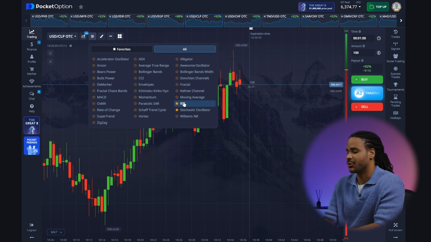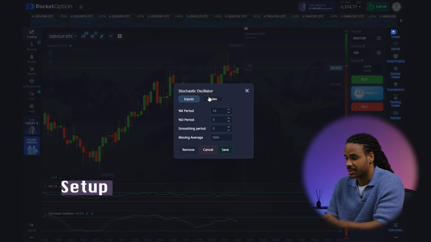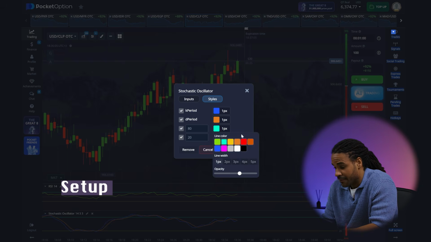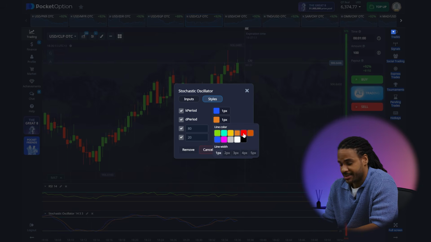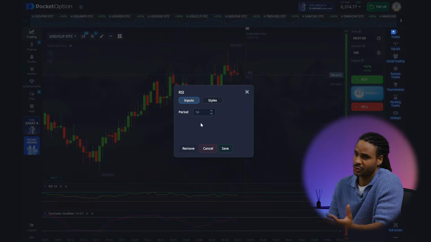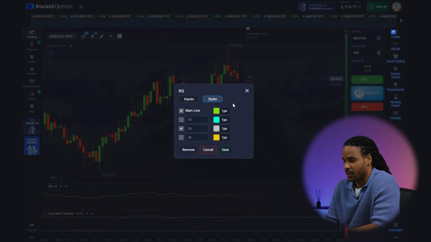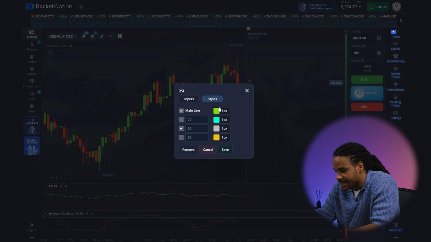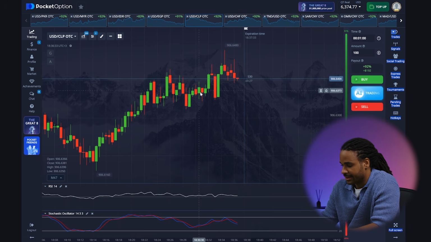In today's trading strategy, we'll be using two oscillators, RSI and the Stochastic Oscillator. First, we'll configure these indicators. For the Stochastic, we'll keep the default period settings, but adjust the color scheme to make it more visually appealing. Next, we set the RSI. What do I mean by this? We remove the 70 and 30 levels since they won't be necessary for this setup. Set the line color to white and click Save.